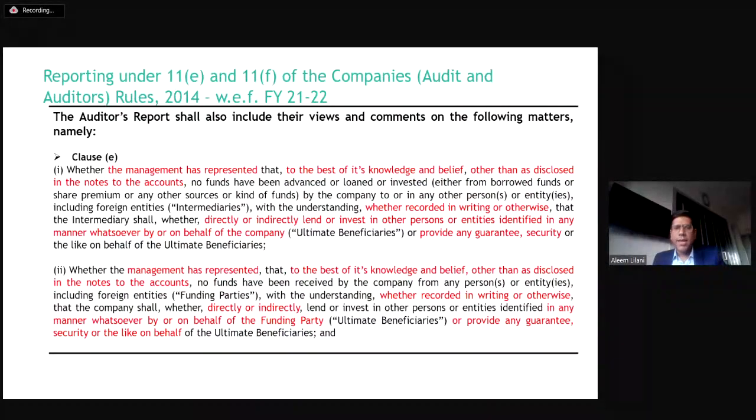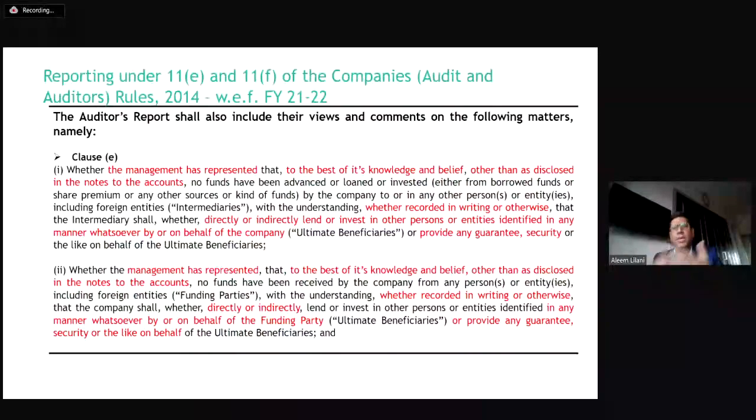I'm thankful that ICAI has released a very detailed implementation guide on this, with all the scenarios where, let's say, the company gave money in the first year, and then it was lent to another person in the second year, then in which year we need to report it. All those kinds of scenarios, permutations and combinations have been covered in the implementation guide, which everyone should read before reporting on this clause.